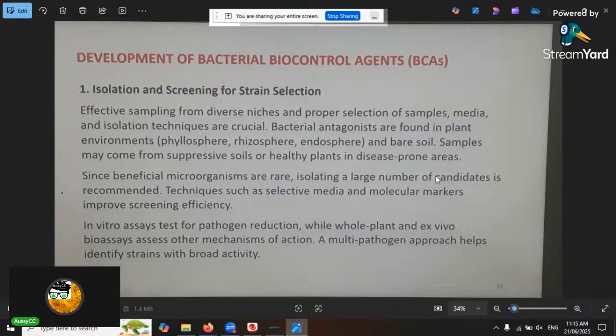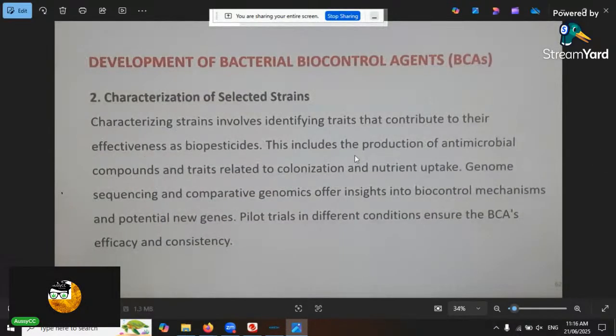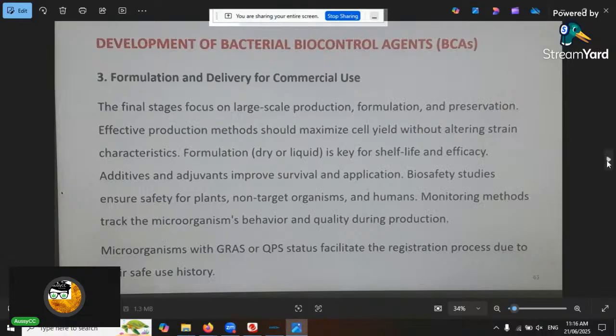I only thought of it coming into this winter, and then I've looked into it in the research engine, and I'll talk about that more at the end when I'm describing the psychrophilic bacteria. So developing strain selection, characterizing. That's where they'll upload the DNA data. Then the final stage is focus on large-scale production, formulation, and preservation.